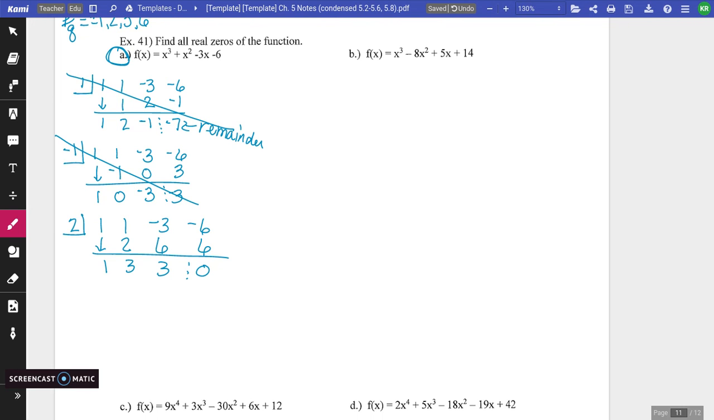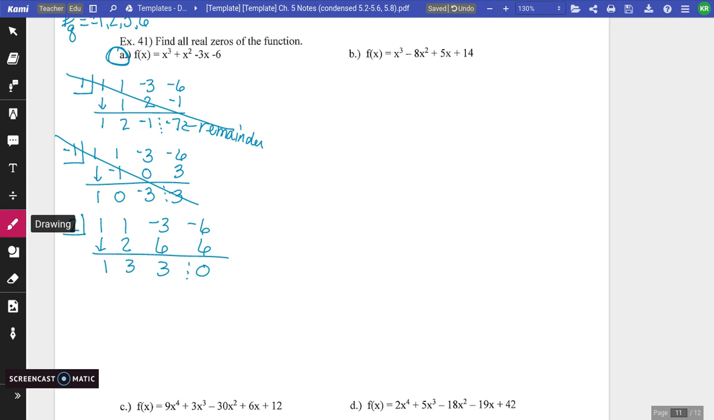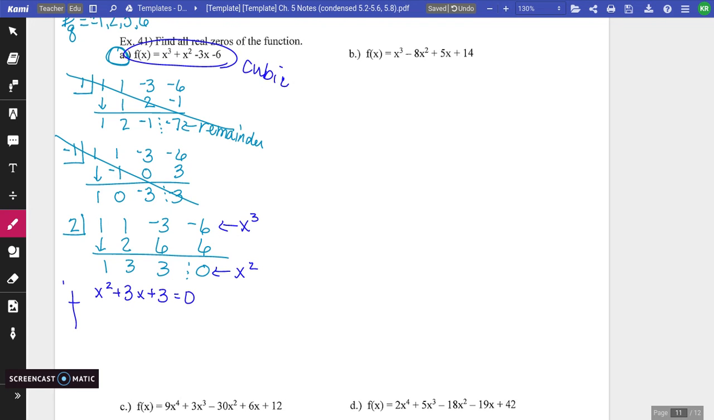Now remember, if we go back and look at this equation, we started with a cubic, x cubed. We found one of the solutions and divided, so these are now coefficients for a quadratic. This says x squared plus 3x plus 3 equals 0. Now I'm finding all real zeros, so I need to solve this. If we have a quadratic, to solve, usually the first thing we do is try product sum table.